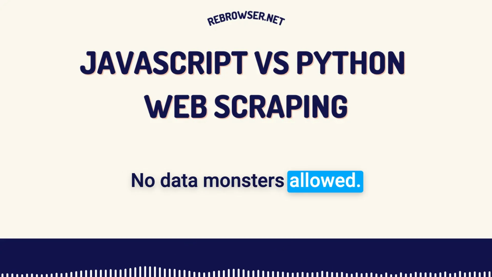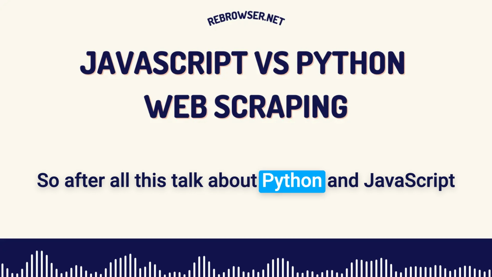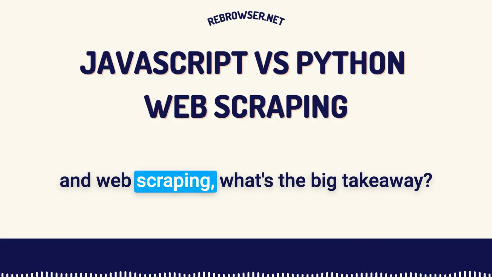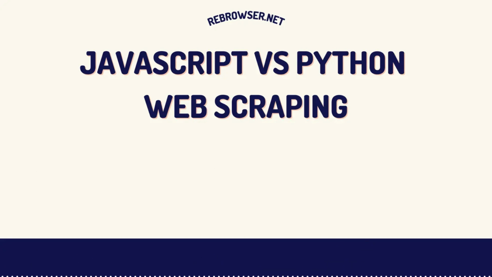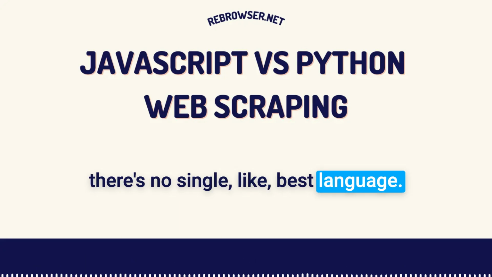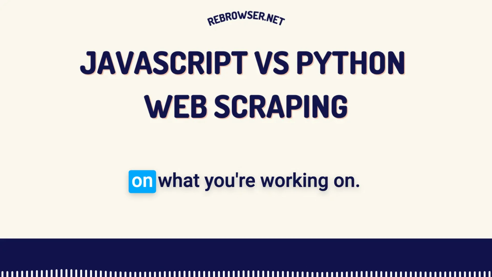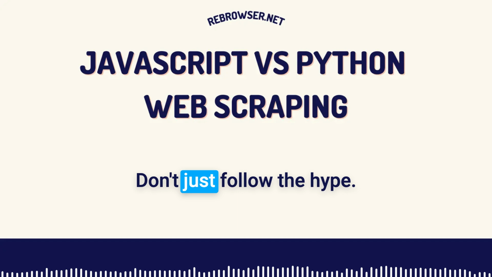No data monsters allowed. So after all this talk about Python and JavaScript and web scraping, what's the big takeaway? Is there a clear winner? Which one's better? At the end of the day, there's no single best language. The right tool really depends on what you're working on, your project, your goals. Find the right tool for the job. Don't just follow the hype.